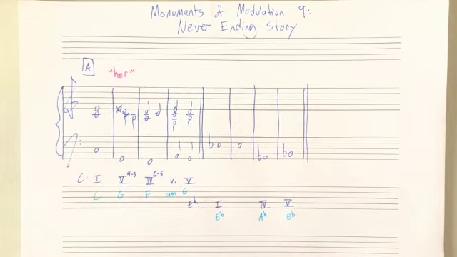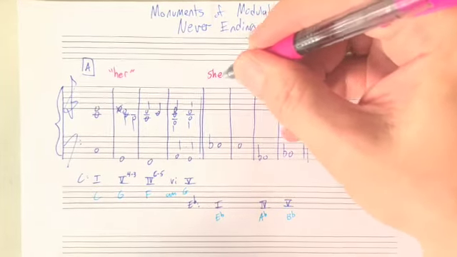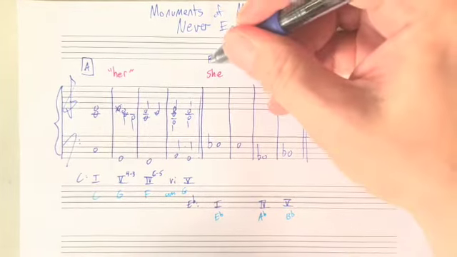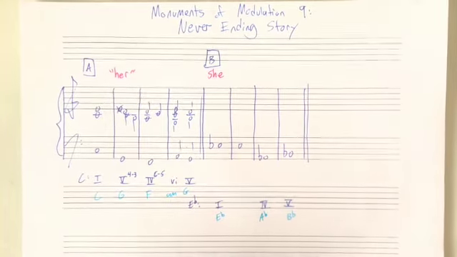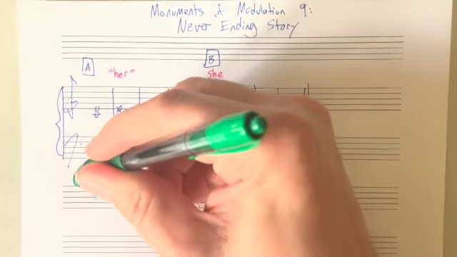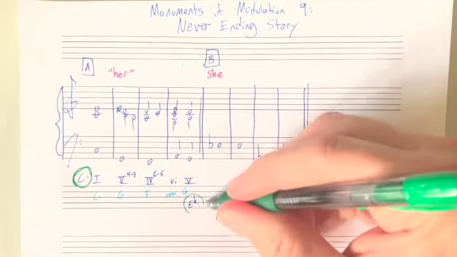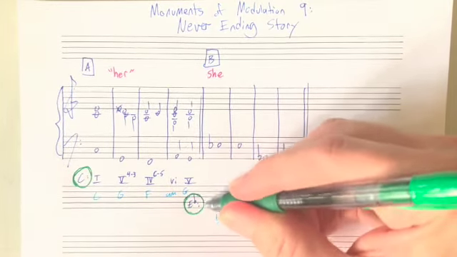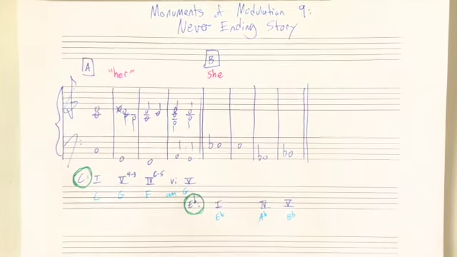Yeah, so here she is. Right here on this, let's call this the B part. And let's keep track of our keys especially. So we were in the key of C, and then we got to the key of E flat for the B part.